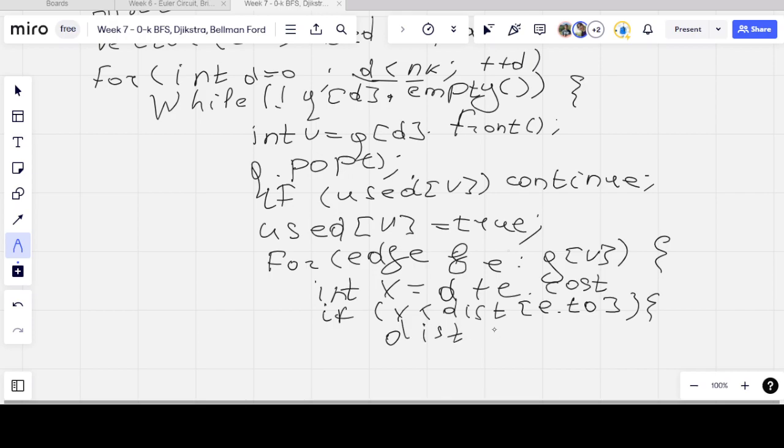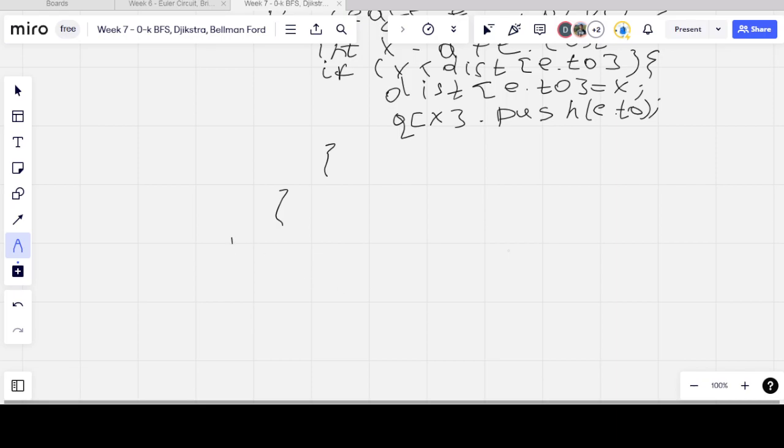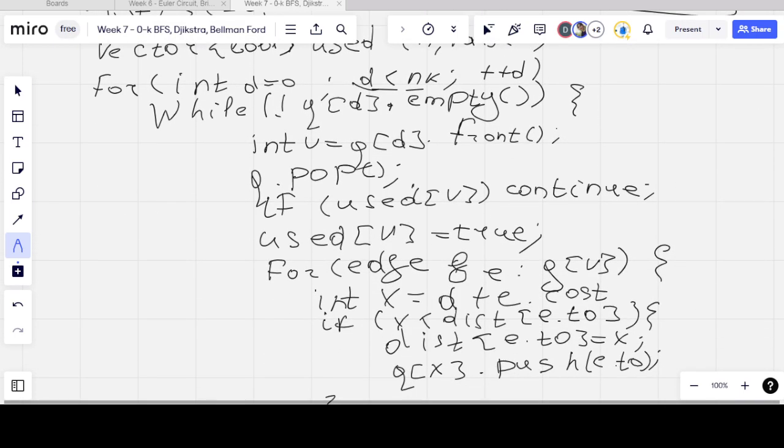We just assign the new distance x and push this vertex to the next queue. So: if, for, while, and for. That's the algorithm.